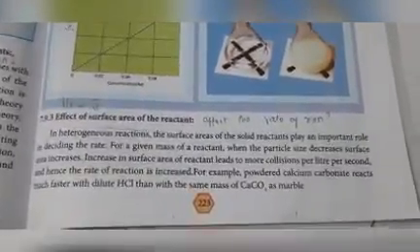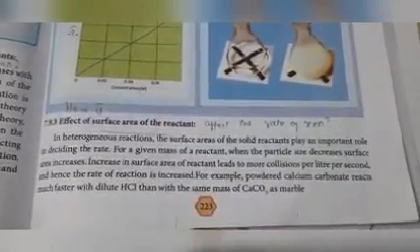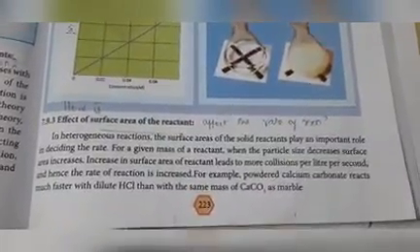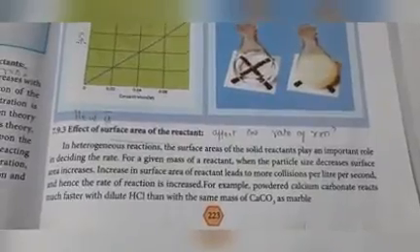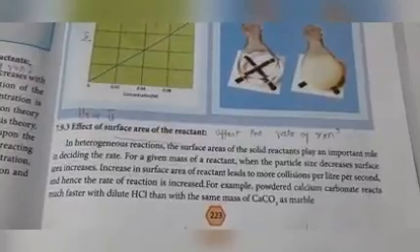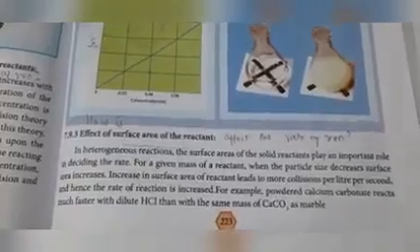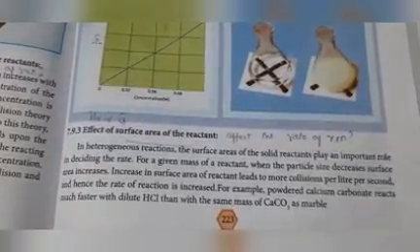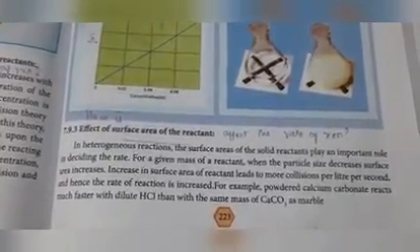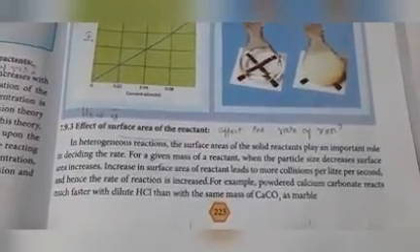For example, powdered calcium carbonate reacts much faster with dilute HCl than the same mass of calcium carbonate as marble. The reaction is the same. Calcium carbonate reacts with dilute HCl. In the first category, powdered calcium carbonate is reacted with dilute HCl. In the second category, marble calcium carbonate, like stone, reacts with dilute HCl.